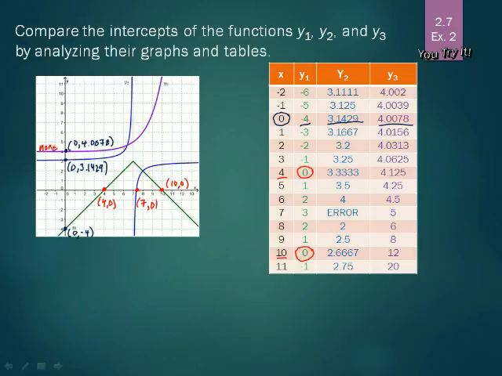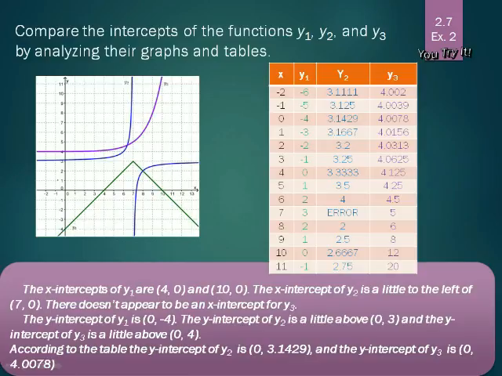Let's go ahead and summarize these findings. The x-intercepts of y1 are (4, 0) and (10, 0). The x-intercept of y2 is a little to the left of (7, 0). There doesn't appear to be an x-intercept for y3. The y-intercept of y1 is (0, -4). The y-intercept of y2 is a little above (0, 3). And the y-intercept of y3 is a little above (0, 4).